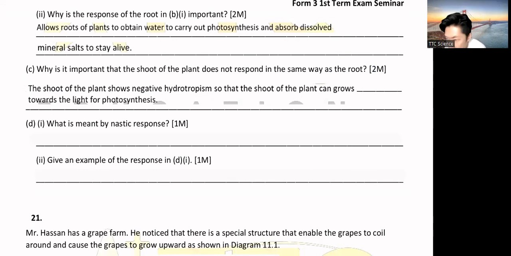Okay, then we go to the next one. The formula for photosynthesis is CO2 plus H2O, with chlorophyll and sunlight, to make glucose. Yep, correct.